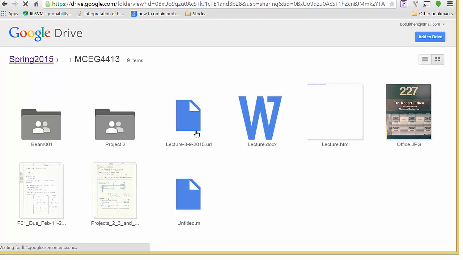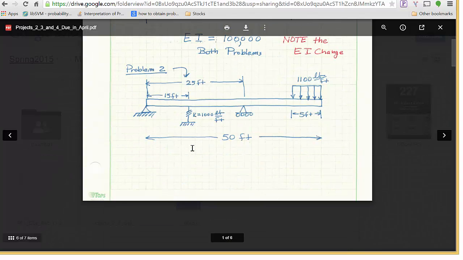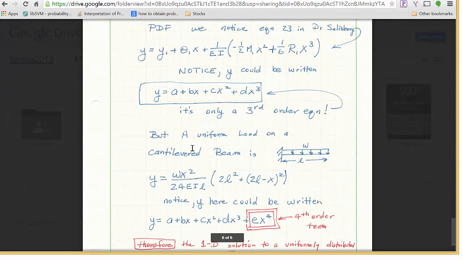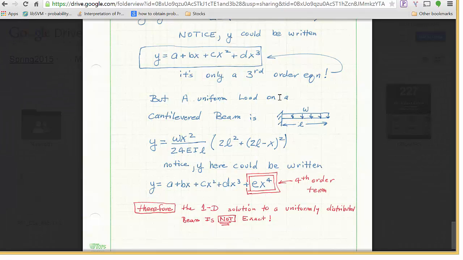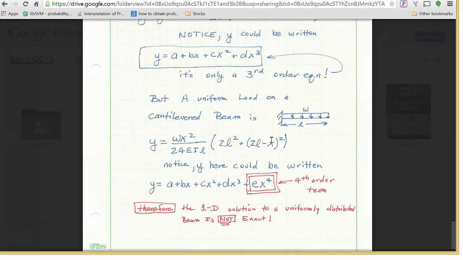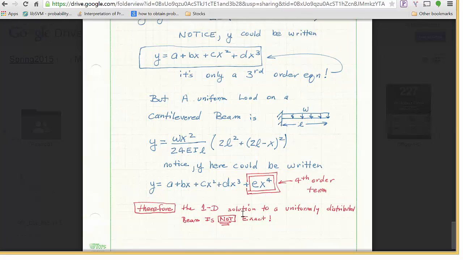when you get in here and look at a simple uniform load on a cantilever beam, you'll see the exact solution has an x squared in here and an x squared here, meaning it's fourth order. And as a result, a 1D solution to a uniformly distributed load is not exact. So there's no real way to get the exact solution out of this.